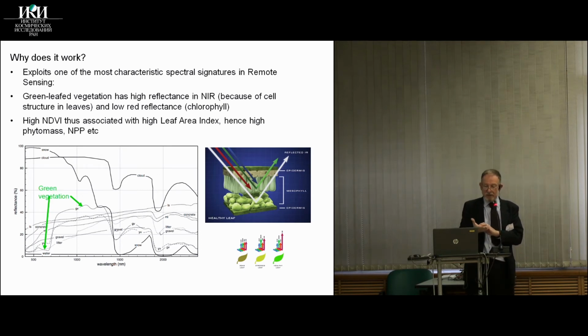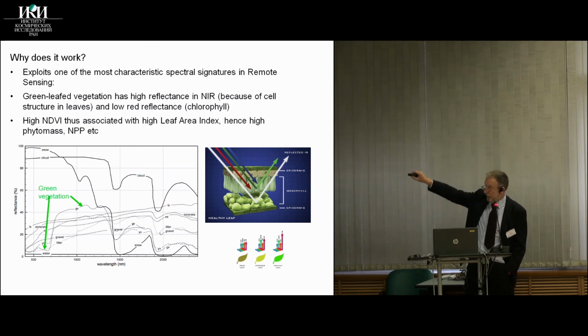As I said, or as I've implied, it exploits one of the most characteristic spectral signatures in remote sensing, what things with green leaves do. So green leaves have high reflectance in the near-infrared part of the spectrum. So here's a very fussy graph with a lot of things we don't need to look at, and something we do need to look at, which is the thing labeled green vegetation here. So here's the high reflectance in the near-infrared and the low reflectance in the red part of the spectrum.